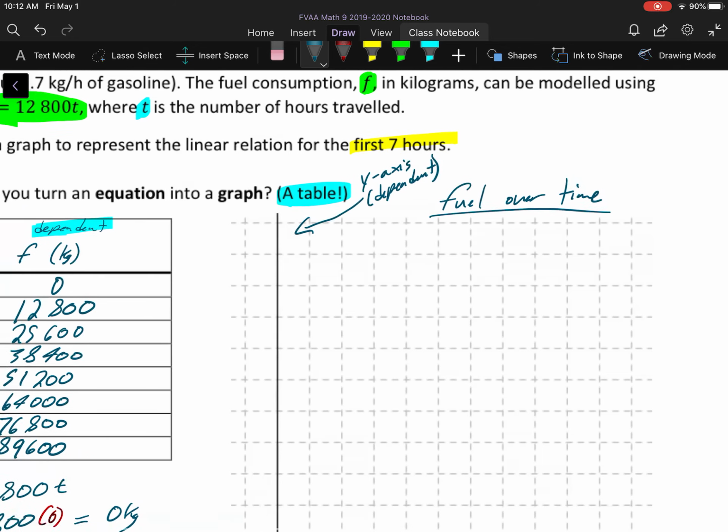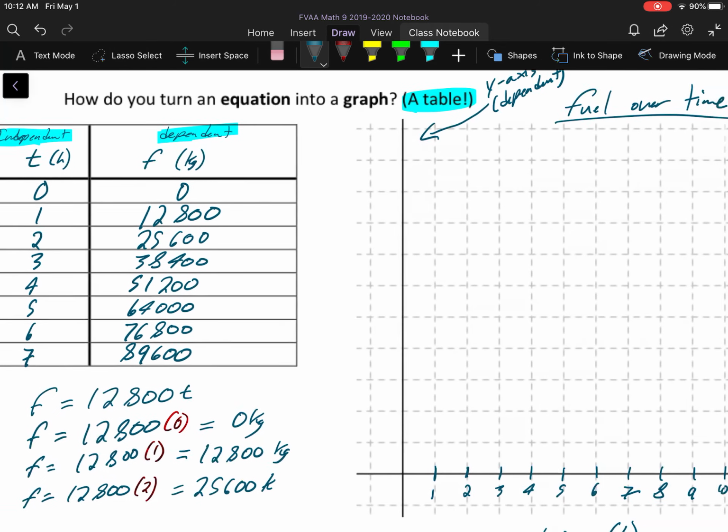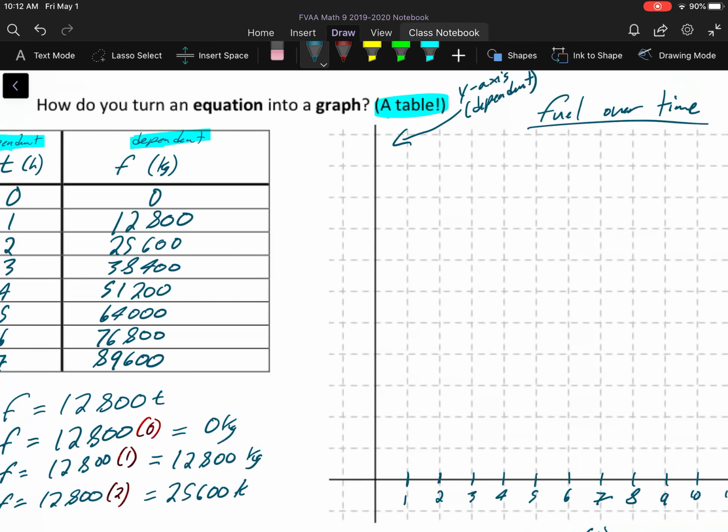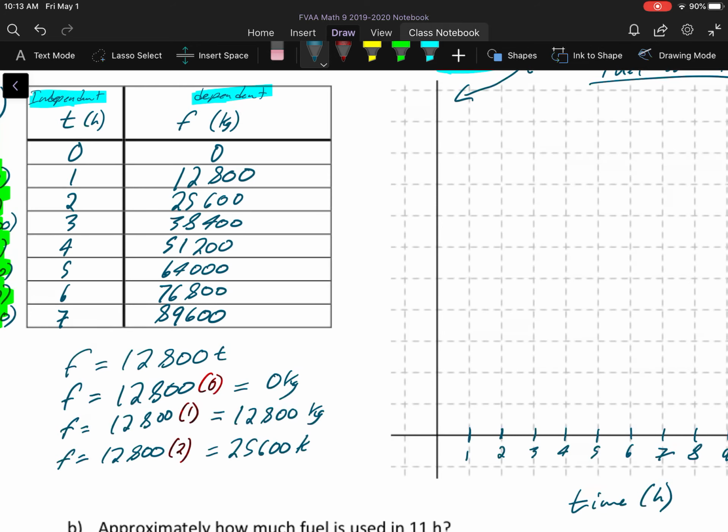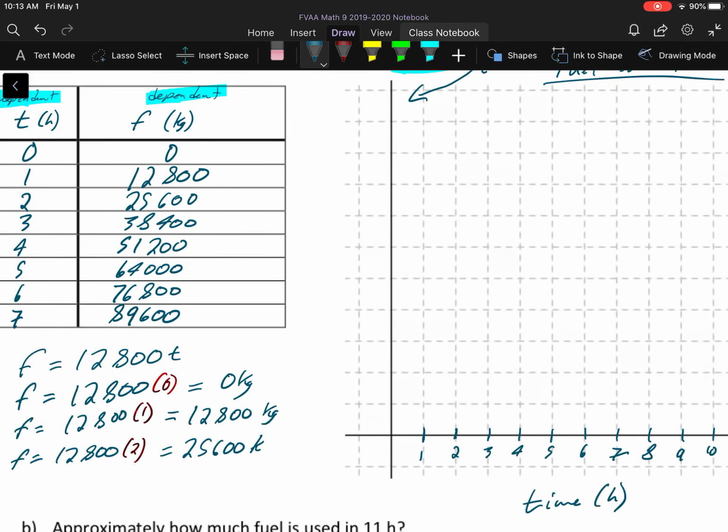Now this axis here is our y-axis, and it holds the dependent variables. Okay, we said the dependent variable is the fuel consumption. So here, can I go up by 1, 2, 3, 4, 5 like I did for time? No, right? I'm not going to get to 89,000 if I go up by 1 here. So I'm going to go up by 15, 30, 45, 60. Maybe I'm going to go up by 15,000s. Each one of these lines is going to represent 15,000.